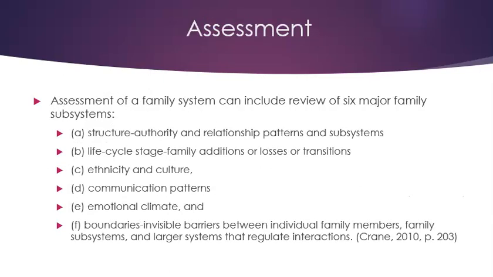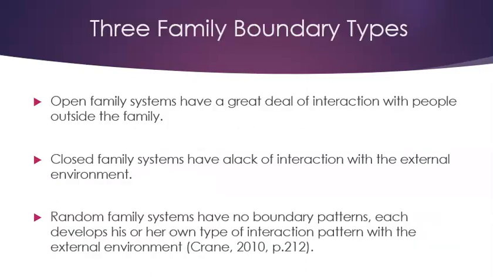Assessment of a family system can include 6 major family subsystems: the structure, authority, and relationship patterns and subsystems in a family; the life cycle stage, family additions or losses or transitions; issues of ethnicity and culture, how the family communicates; the emotional climate; and boundaries, which are those invisible barriers between individual family members, family subsystems, and larger systems that regulate interactions.